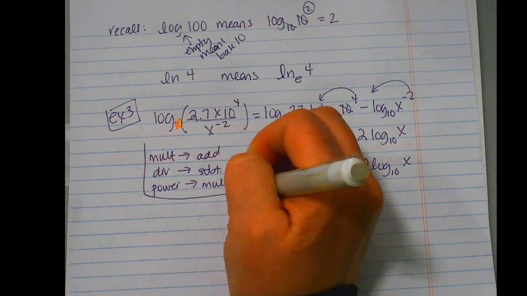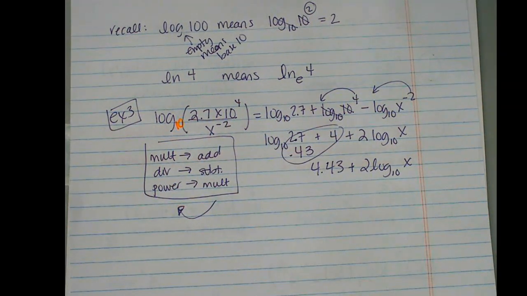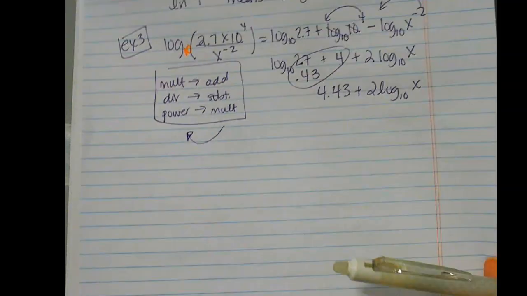Now let's try to apply it backwards. So let's go backwards. Okay, instead of expanding it, let's take something that's expanded and mash it back together. So we will call this example 4.